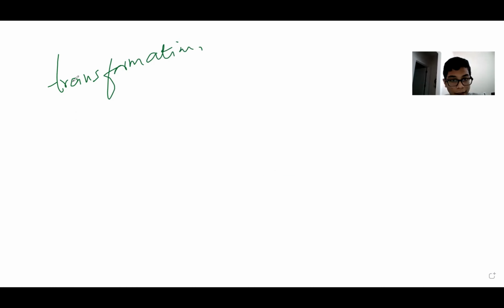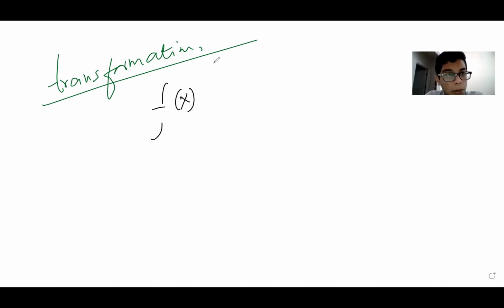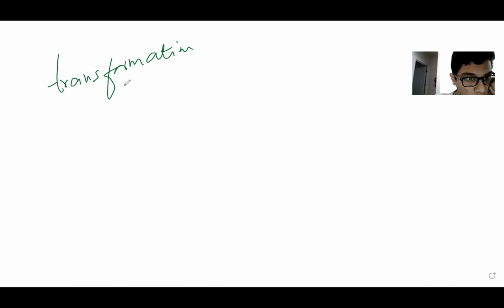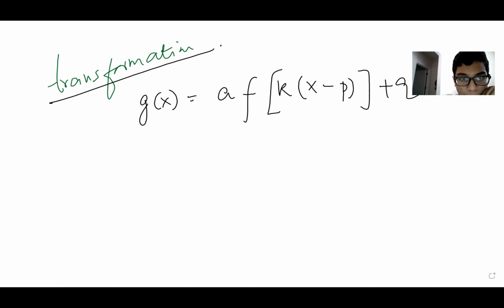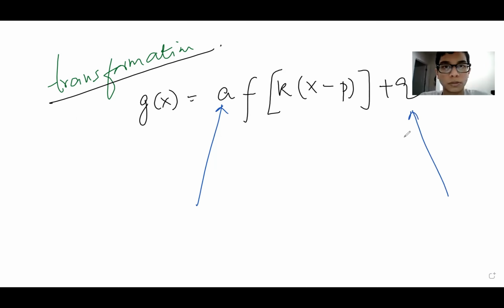So I will write a general function here. Let us say a general transformation of a function f of x is given to us. We write a function g of x as a transform function for f of x. In general, I can say g of x is f of k x minus p plus q, right? So that is the general equation for transformation.